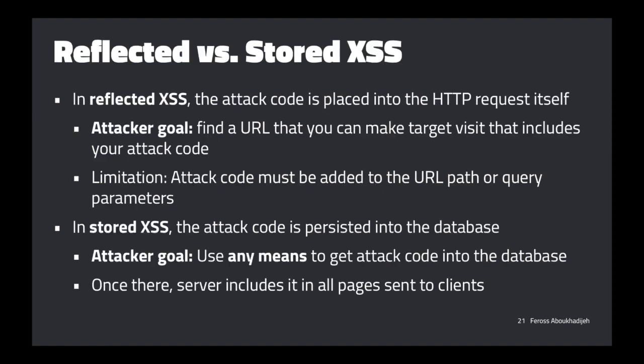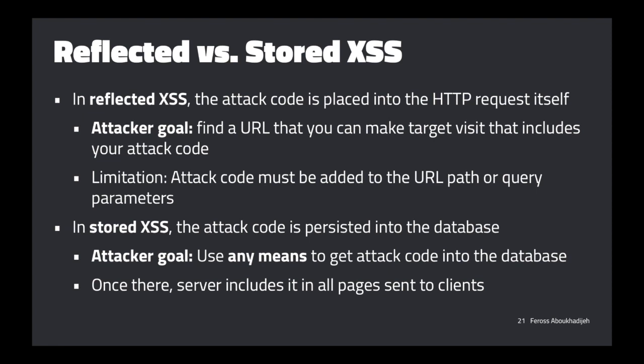But first, there's three kinds, but we're going to initially just talk about two kinds of XSS. There's reflected and stored. Reflected is the idea that the attacker is going to place some kind of code in the HTTP request itself. This is what we saw with all the examples so far. You're trying to find some kind of URL that you can get your target to visit that includes the attack code. One big limitation is that you have to find some way to get that attack code into the URL path or the query, or some way that is effectively in the link, right? So it's somewhat limited in that sense. If you can't find a way that those things are being used unsafely, then you can't really do reflected XSS.